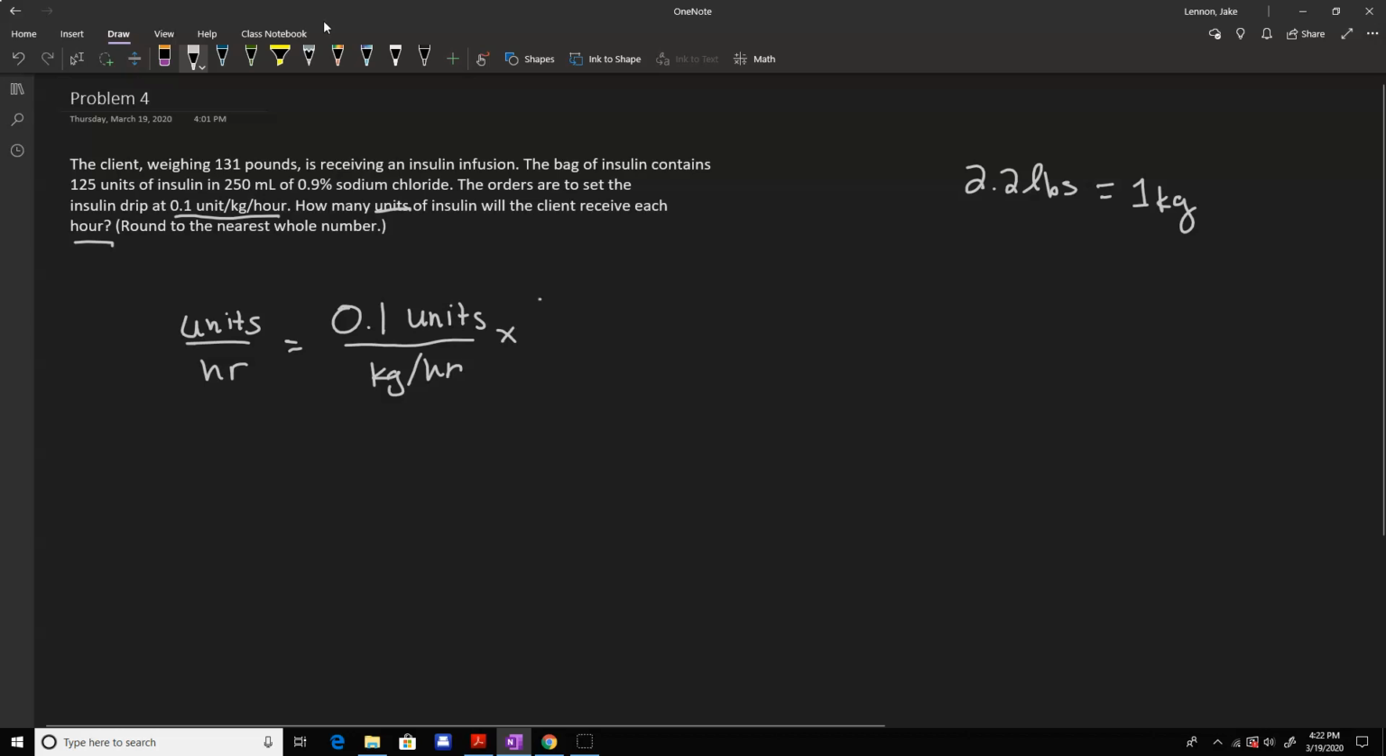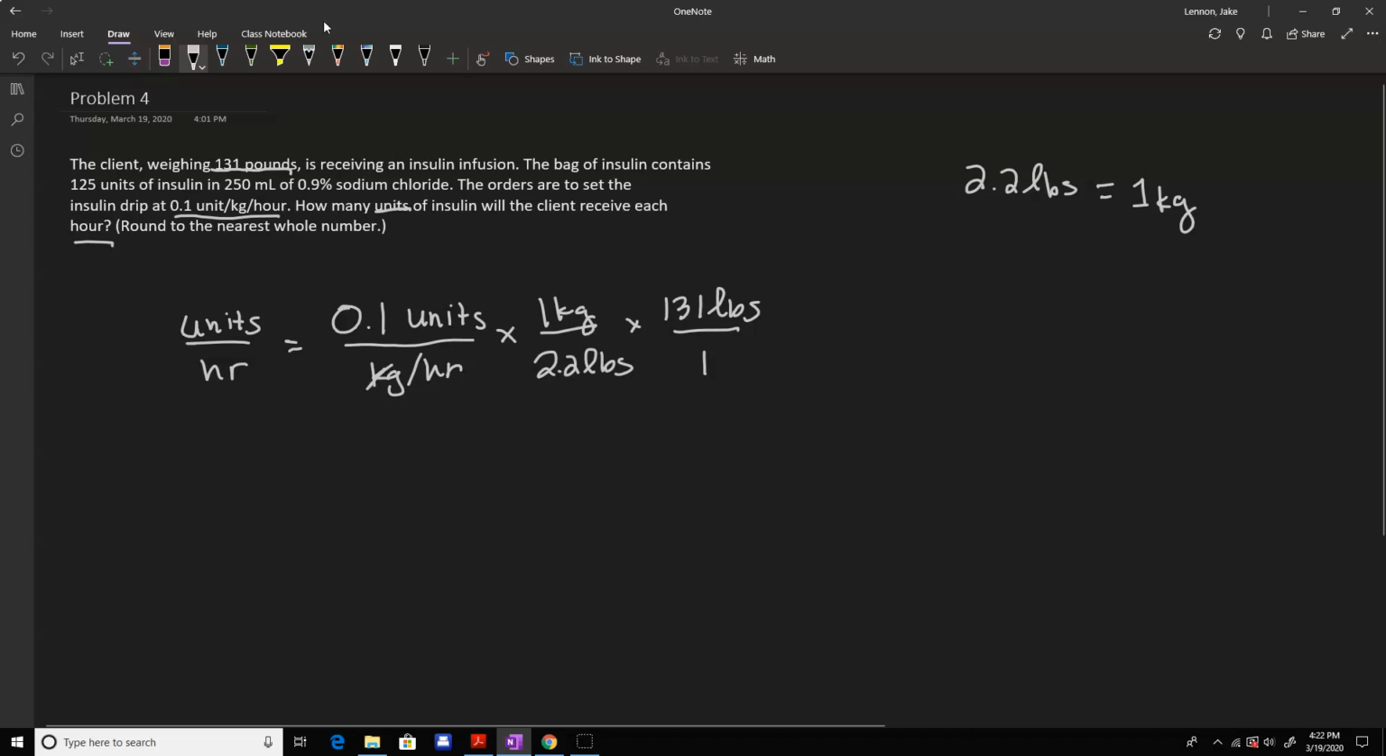So we need to put 1 kilogram on top so that it cancels with the kilogram in the bottom in our first fraction, and then we put the 2.2 pounds on the bottom, and then we have one more fraction to multiply by. That's where we go ahead and use the patient weight of 131 pounds. And remember, 131 pounds is a patient weight, and patient weights typically have placeholders in their fractions. So we get 131 over 1.